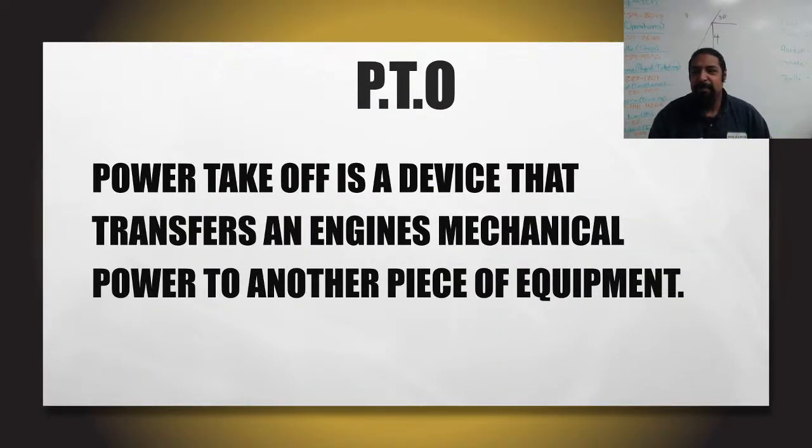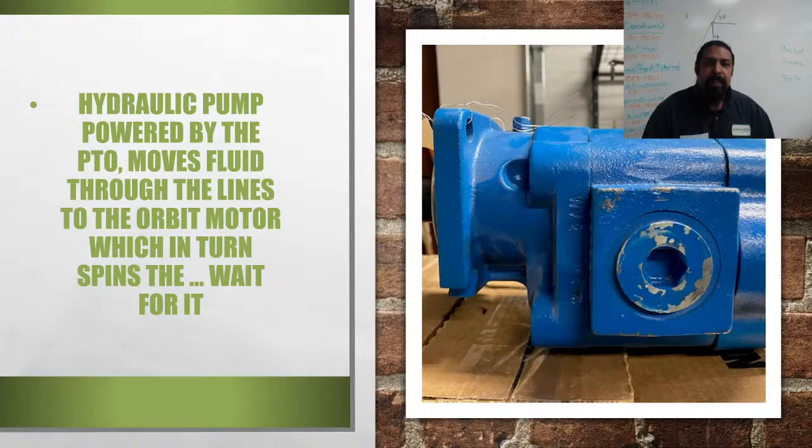First, we'll look at the PTO. That's what that picture was on the first one there. Power takeoff is a device that transfers an engine's mechanical power to another piece of equipment. Power takeoff, what it is, pulling power from the transmission and then sending it back. All right, Steve? Correct. Very good.